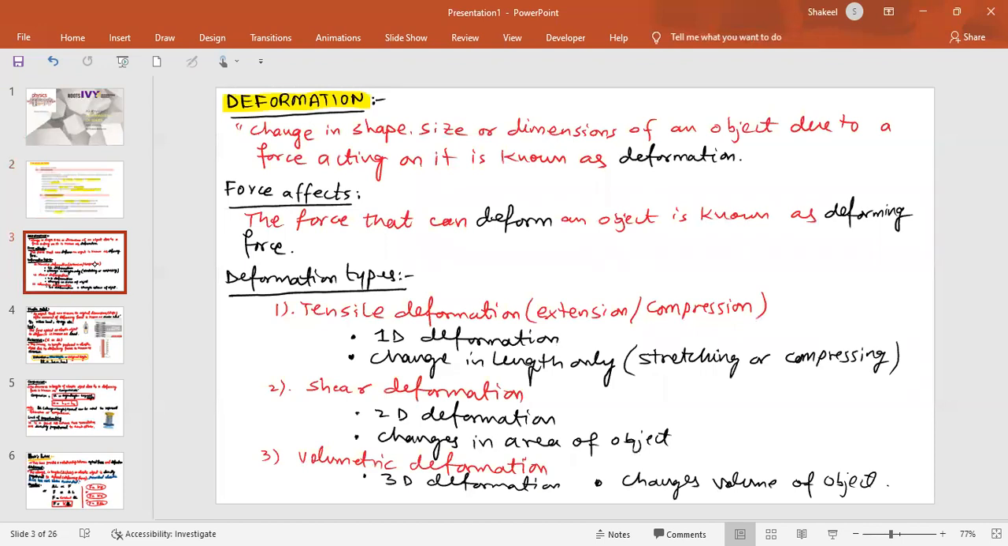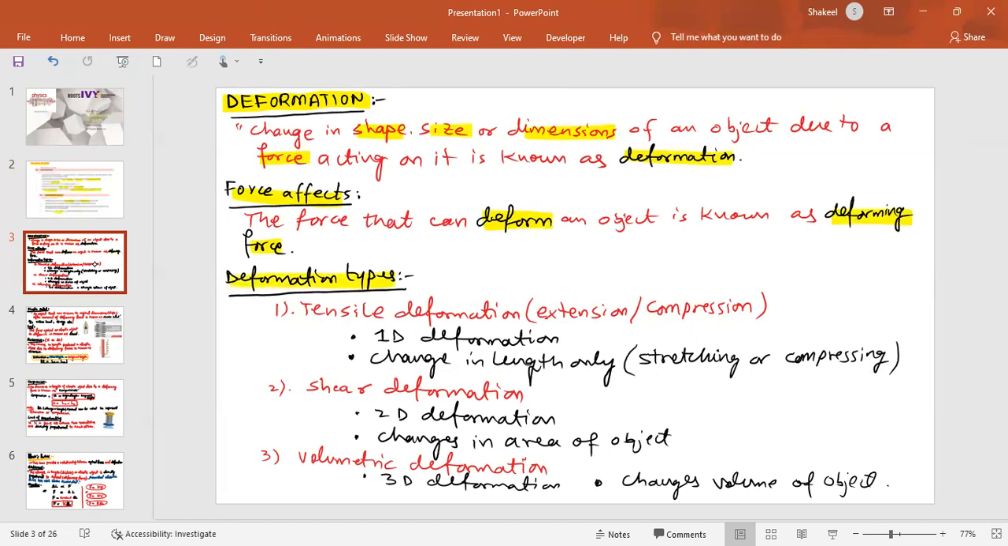The basic thing is deformation. So everyone knows that deformation is what? It is change in shape, size, or dimensions of an object due to a force acting on it. One of the effects of force, along with many others, is that it deforms the object. So the force that deforms an object is known as deforming force.